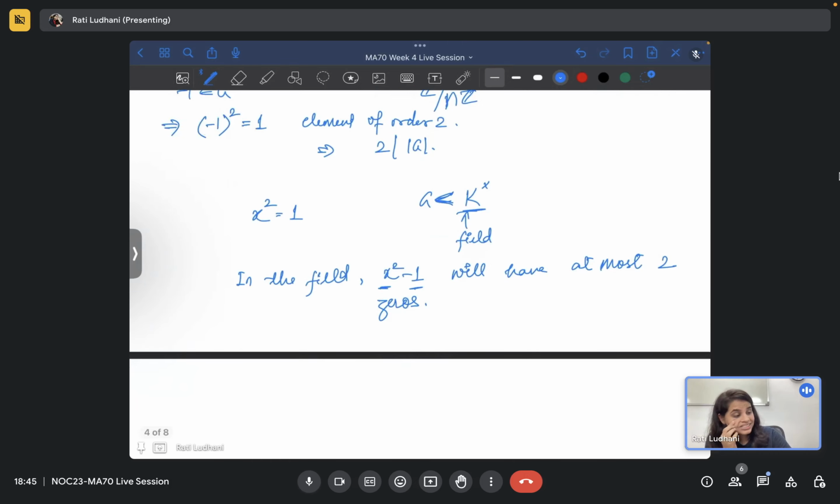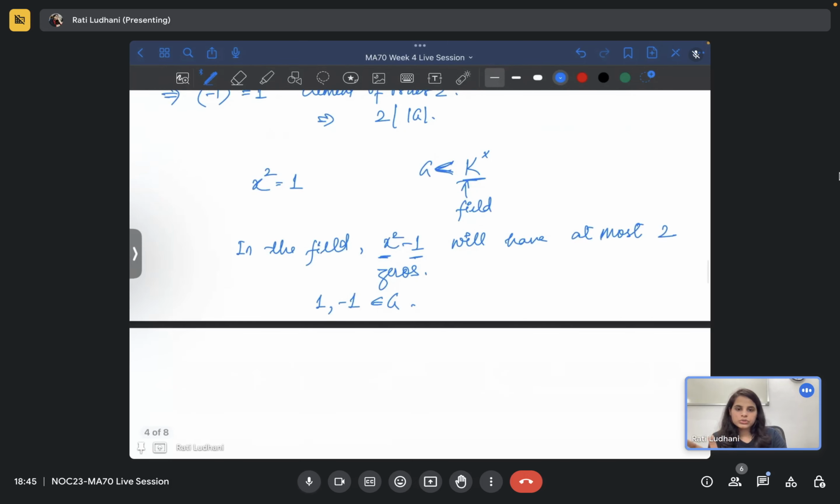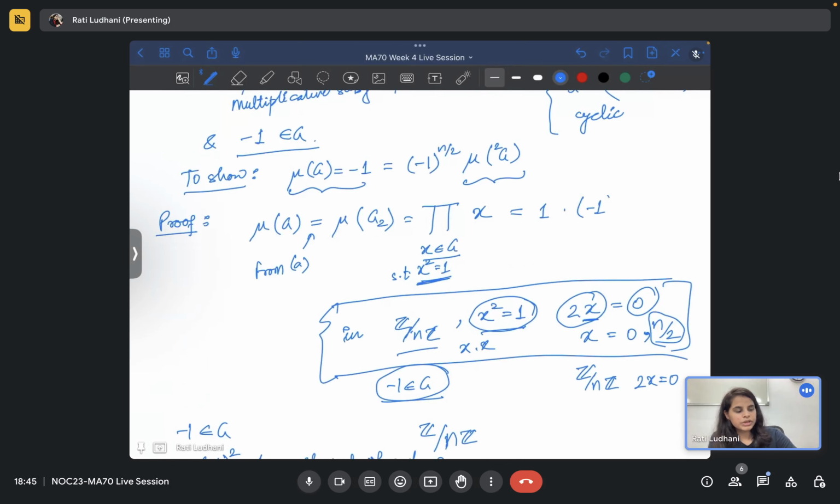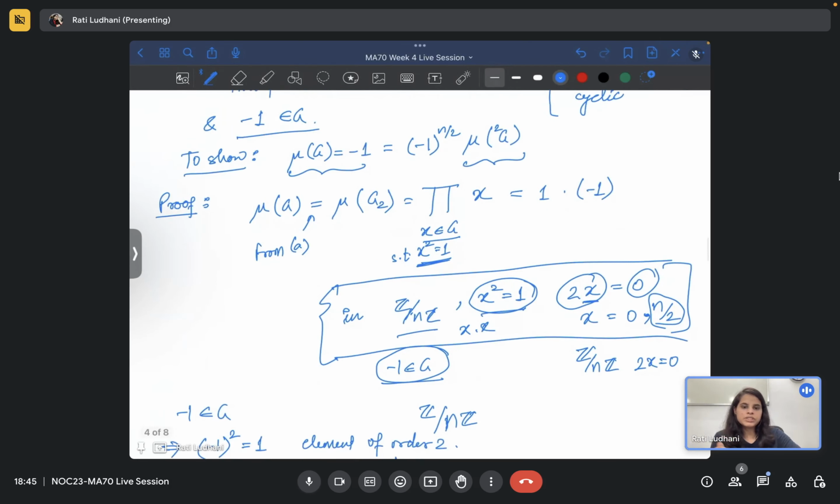Now since this can have at most 2 zeros, we already have 2 roots here in G. So we are not going to have more than this. That means this will be equal to just 1 into minus 1, because we don't have other elements with the condition that x square is equal to 1, not even in K cross, so that means not in G also. And since minus 1 belongs to G, we have 1 into minus 1 here. Is that okay? So this is something which we are doing anyway, thinking of cyclic here.